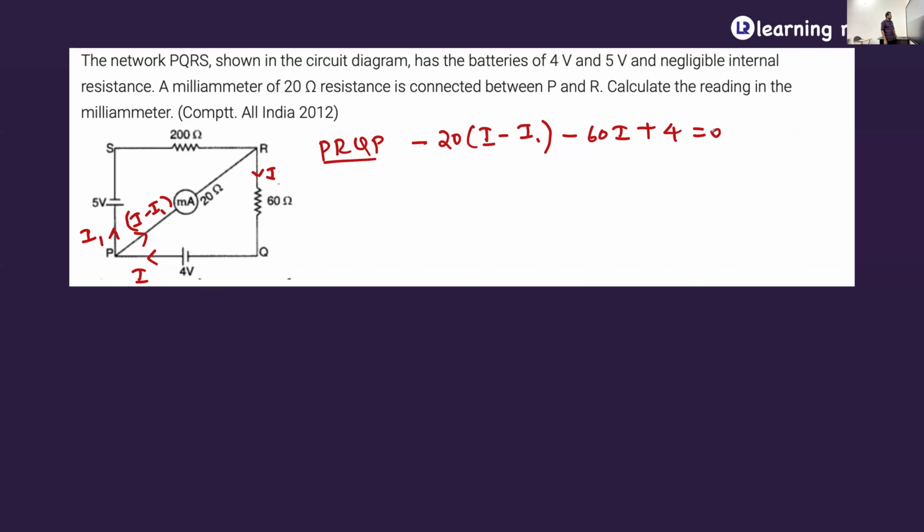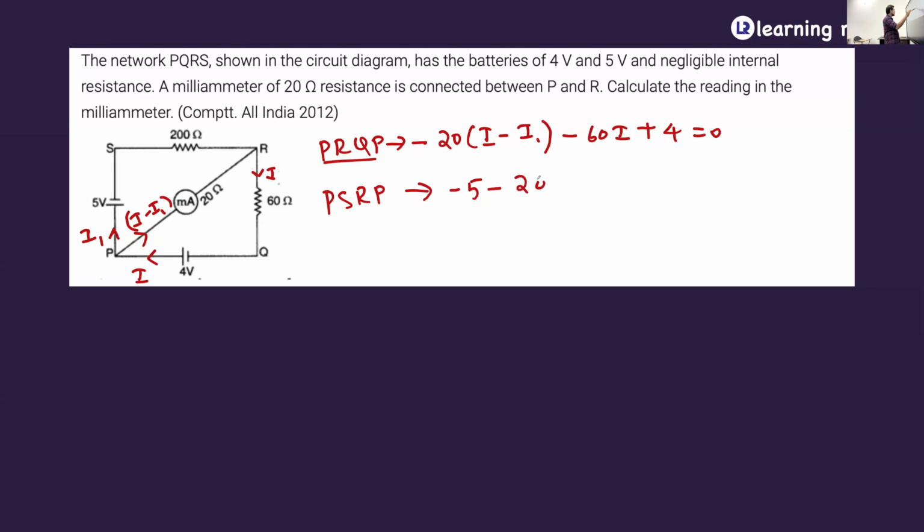What about PSR? When you take from PSRP, it is minus 1. Correct? Lower to higher. So when you take from PSRP, when you go from P to S, across the cell, you are walking from higher to lower. There it will be minus 5. Correct? Minus 5. Then how much is this?